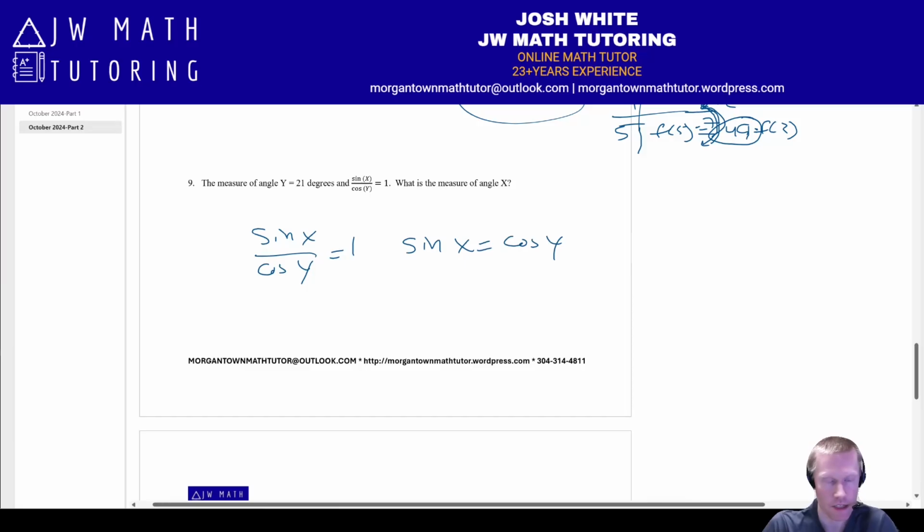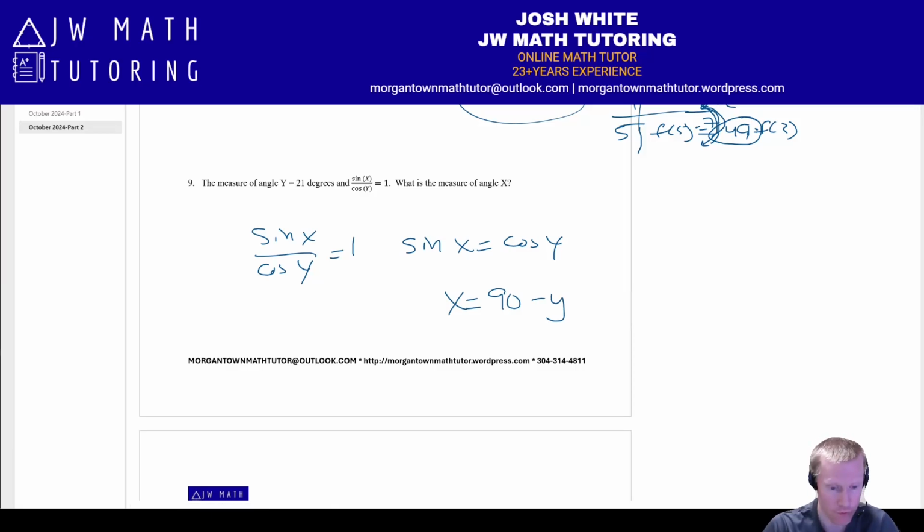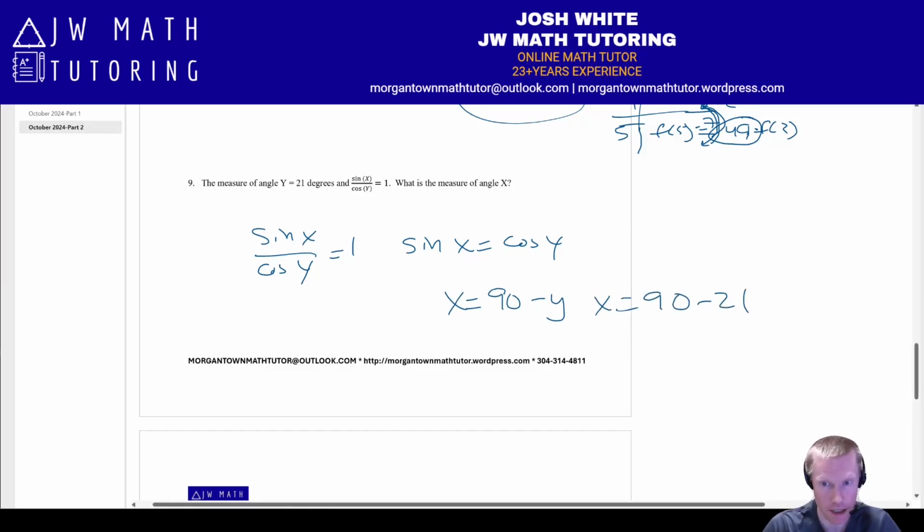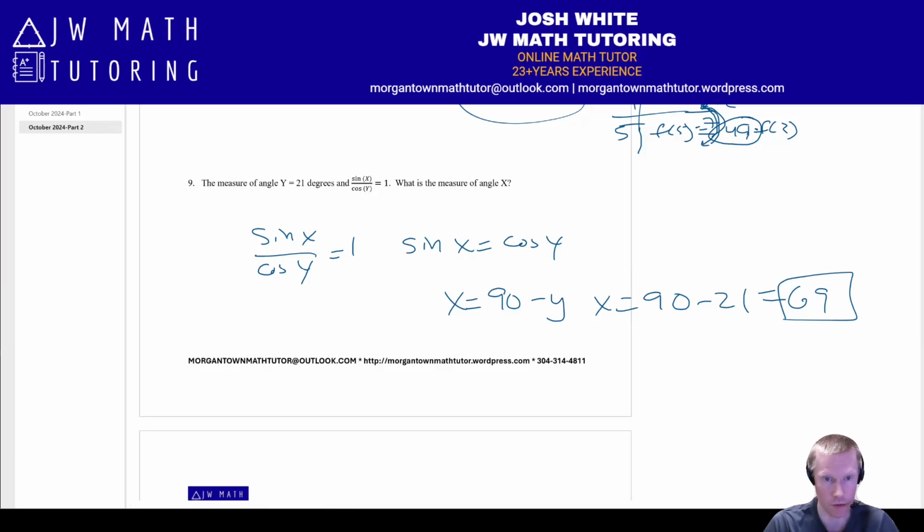Okay, so basically this is true. The sine of one angle is equal to the cosine of a different angle when these two angles are complements. In other words, x is going to have to equal 90 minus y in order for this relationship to be true. Therefore, x is going to have to be 90 minus 21, which would be 69, which is the correct answer, in order for the sine of the specific x value to equal the cosine of y.